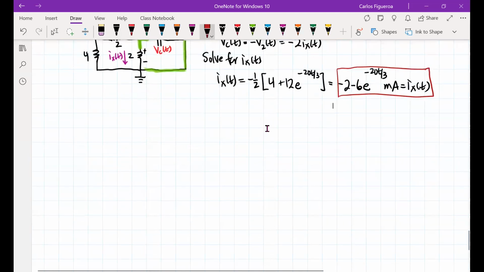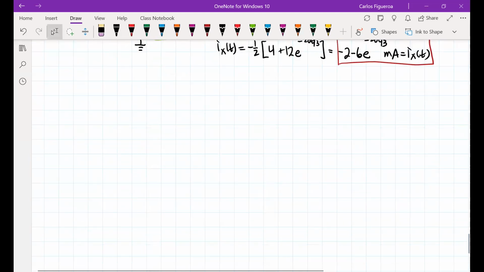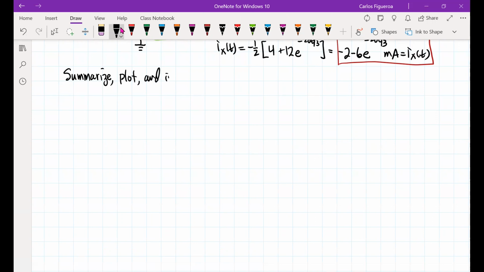So now, here we go. What we want to do here is summarize, plot, and interpret Ix of T.